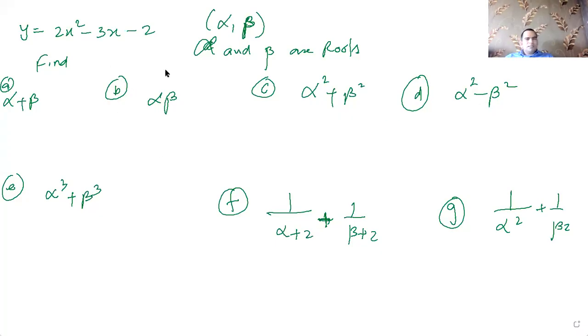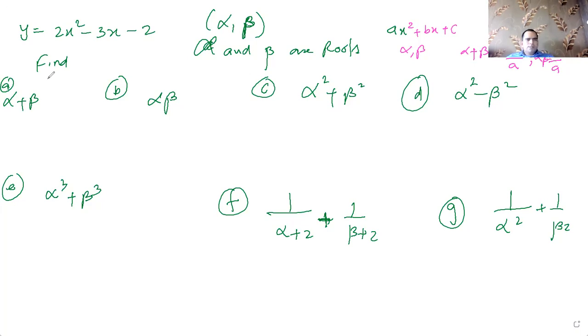Since we just learned the formula for the sum of the roots of a quadratic: if you have the quadratic x squared plus bx plus c, and the roots are alpha and beta, then alpha plus beta is negative b over a, and the product of the roots is c over a. So alpha times beta is c over a.